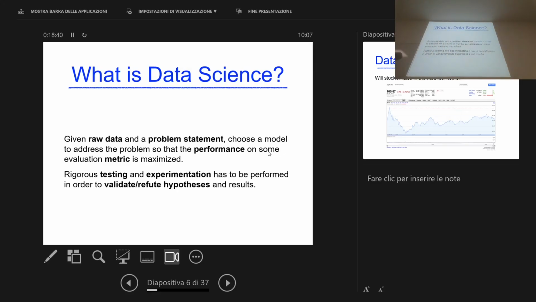So basically, given some data and a problem to address, for instance, increase the revenues, your task as a data scientist usually is to choose a model that solves the problem, okay? And usually solving the problem amounts to doing something for which you have many alternatives, okay?